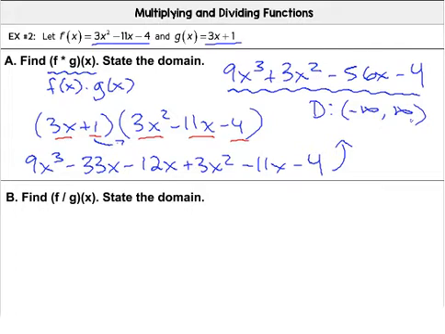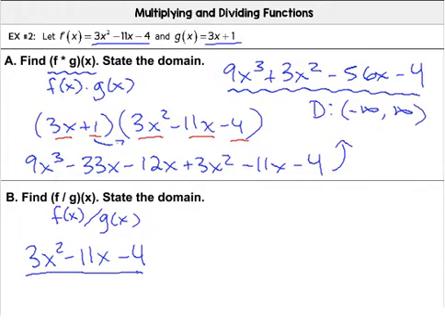Let's try a division. I'm going to set this up the same way. F divided by g of x. This literally means f of x divided by g of x. So I'm going to take f of x, which is 3x squared minus 11x minus 4, and we're going to divide that by g of x, which is 3x plus 1. Notice here that we end up with a rational function.